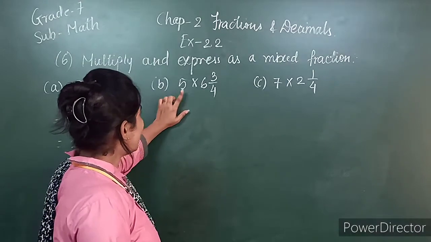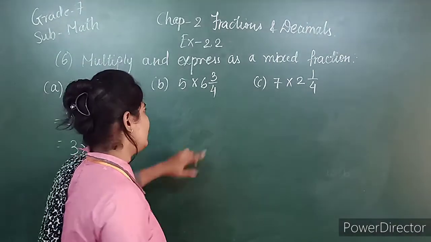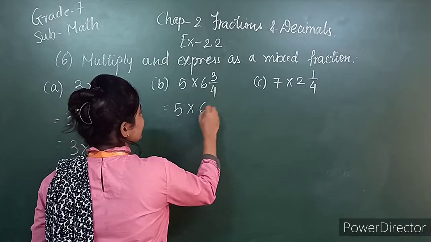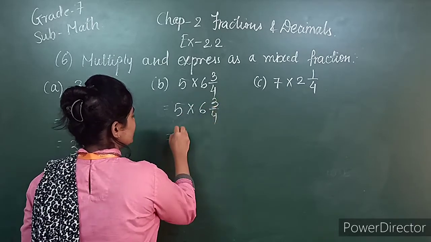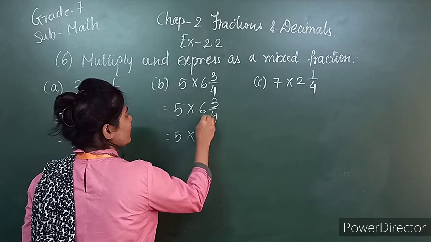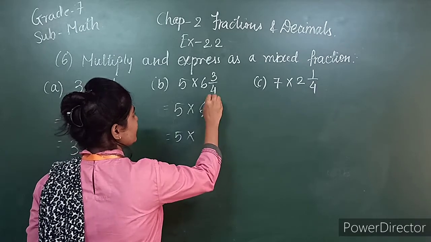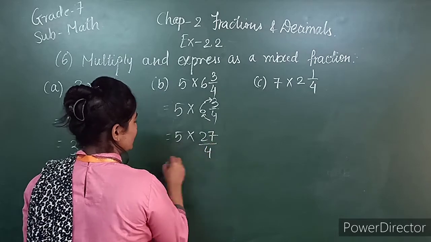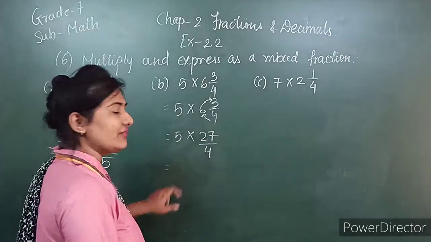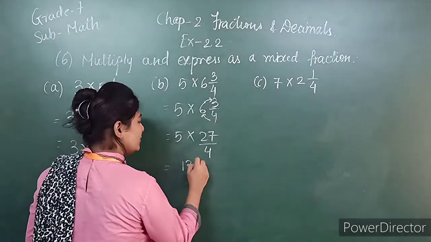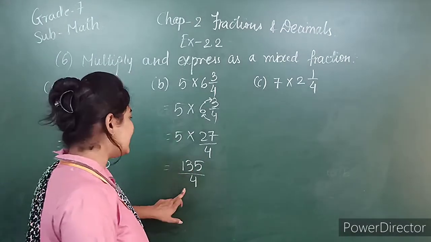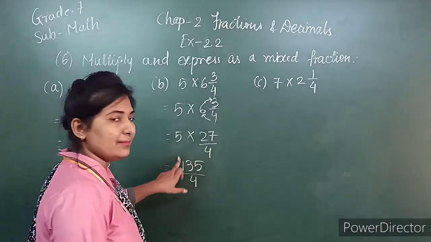Now next question, 5 into 6 3 by 4. So here 5 into 6 3 by 4. So 4 6s are 24, 24 plus 3 is 27 upon 4. So here 27 into 5, that is 135 upon 4. So now here the numerator is greater than the denominator, so the answer is an improper fraction.